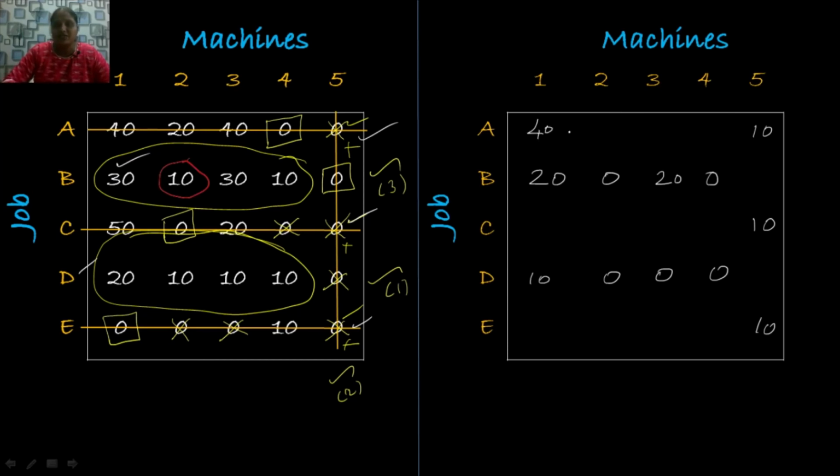That is, for the first row we have 40, 20, 40, 0. And for the third row we have 50, 0, 20, 0. And for the second row also this position we have 0. And for the third row at this position we have 0. And for the last row we have 0, 0, 0, 10.